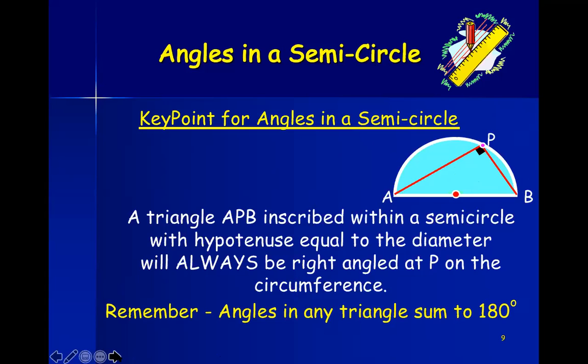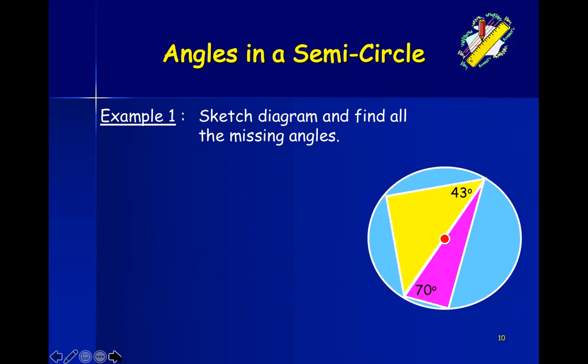So now that we know that angles in any triangle sum to 180, you've got a couple of diagrams sketched, and what we've been asked is to find all missing angles inside those triangles. So you've been asked to find that angle, this angle, and this angle. And that's what we've been given. So how would you go about this? I'll give you a couple of minutes.